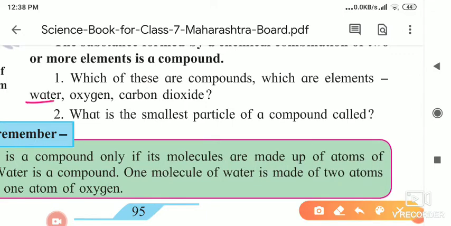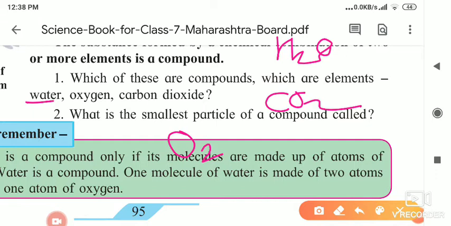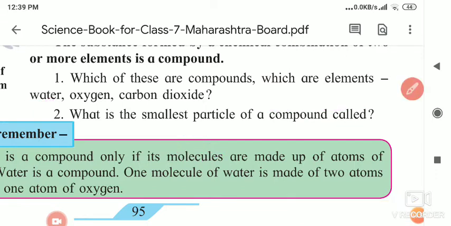So here it is water. You know that water is a compound made up of hydrogen and oxygen. If we take a single O, it is an element, but oxygen is always present in the O2 state. If we write O2, it is a molecule, but when we write only O, then it is an atom. Next is carbon dioxide, CO2, which is a molecule, and an element means it is made up of one type of particle.